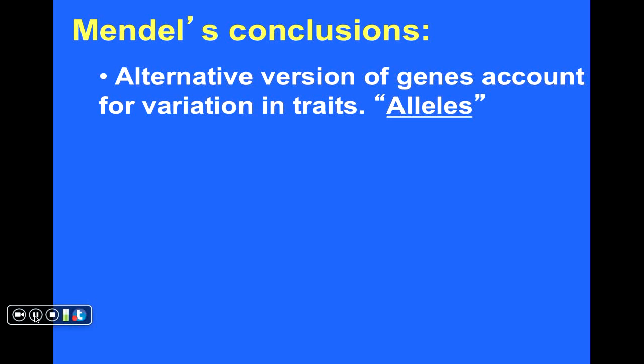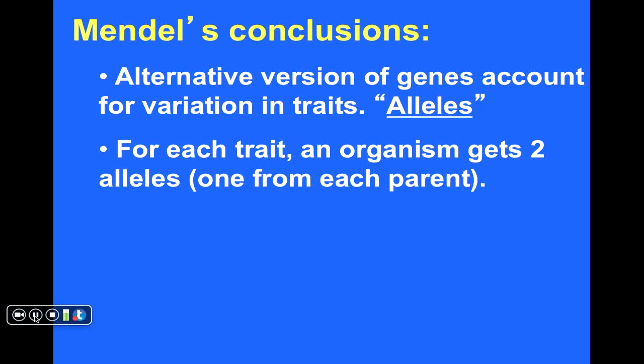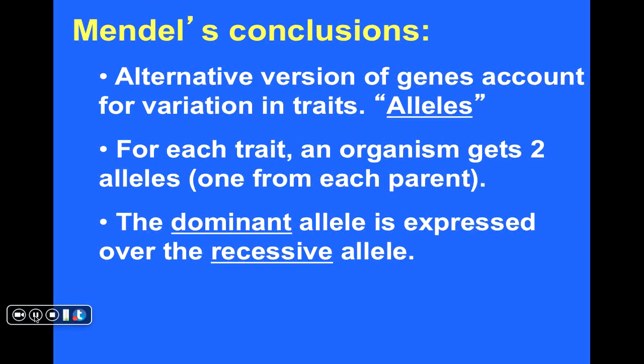So, for example, you might say there's a gene for flower color. One version of the gene, or one allele, codes for purple flowers. The other allele codes for white flowers. For each trait, an organism gets 2 copies of alleles, in other words, one from each parent. We tend to think about these alleles in terms of dominant and recessive, and fair enough, this explains Mendel's results. So we generally say that the dominant allele is expressed over the recessive allele. And this would explain in part why he was seeing this variation in flower color in terms of purple versus white flowers, just as one example.